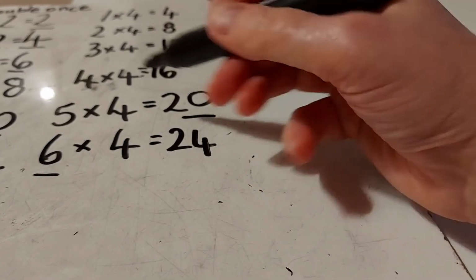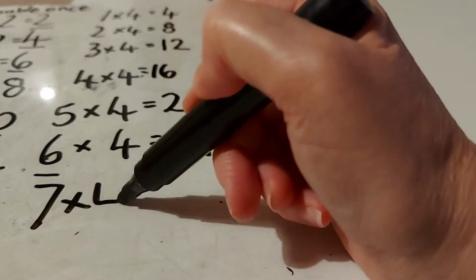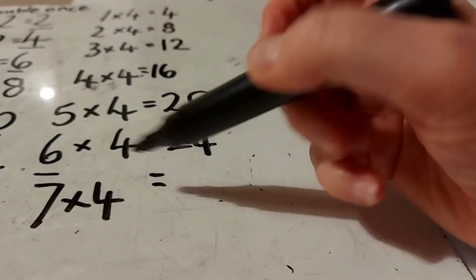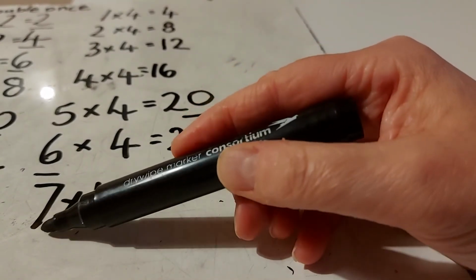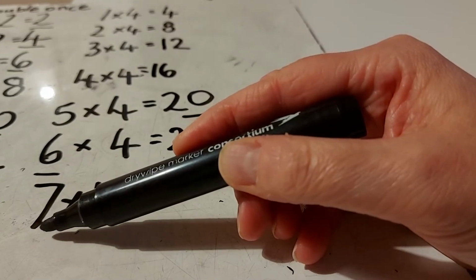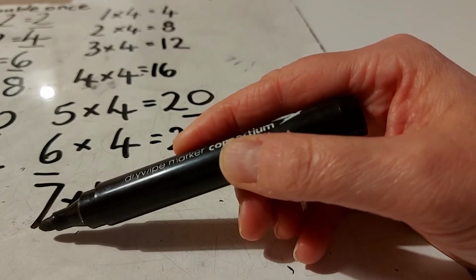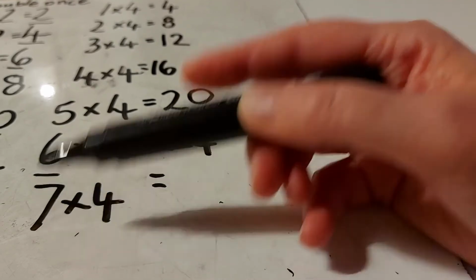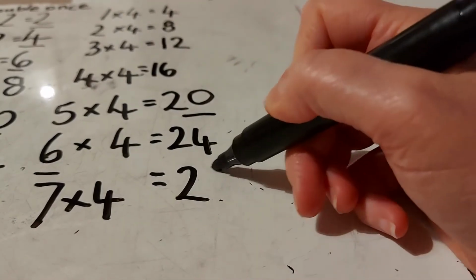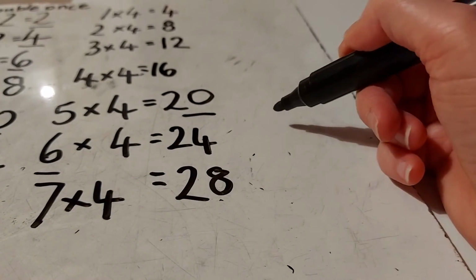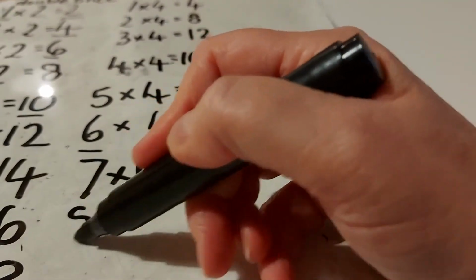So let's now do the next one. 7 times 4 equals, so it's the 4 times table, so we double 7 once, so 7 add 7 makes 14, and now we double 14. 14 add 14 makes 28. And let's just do one more.